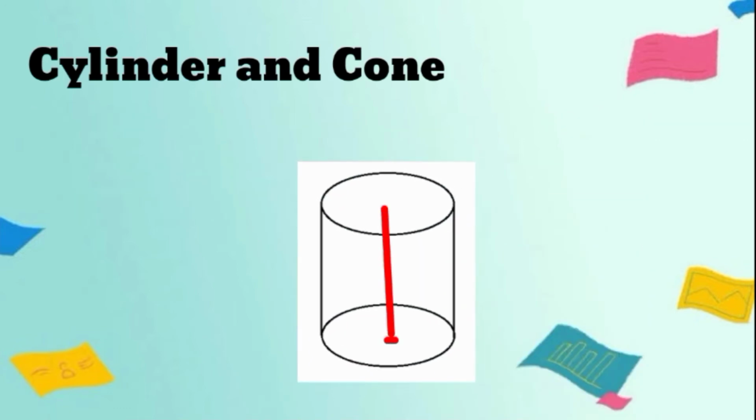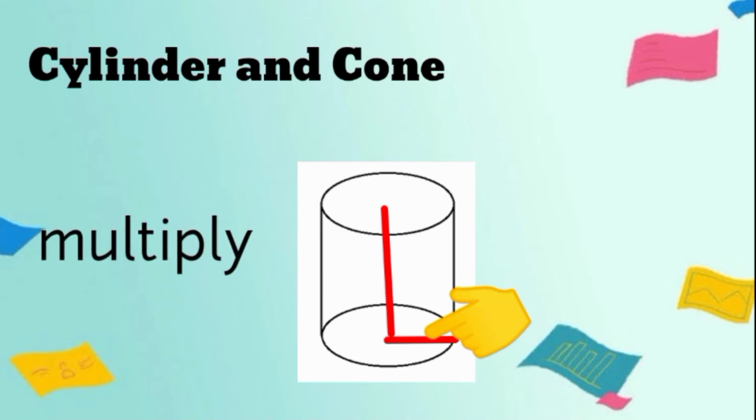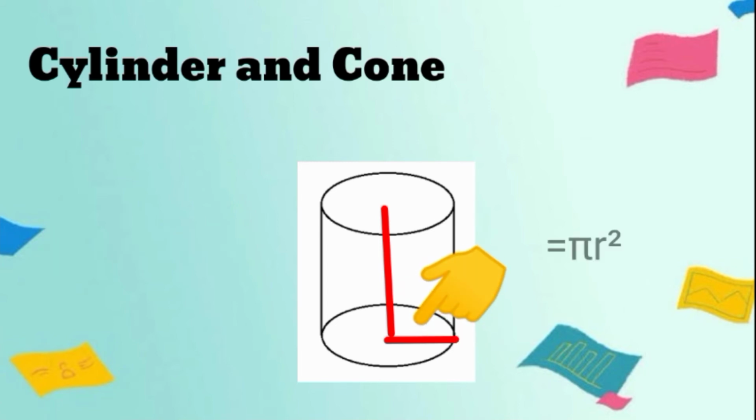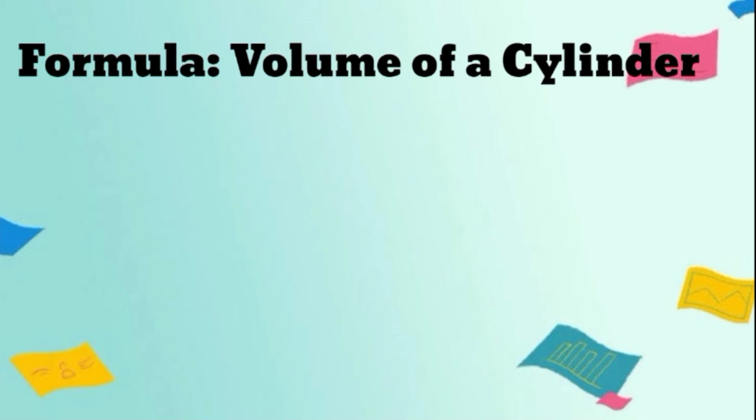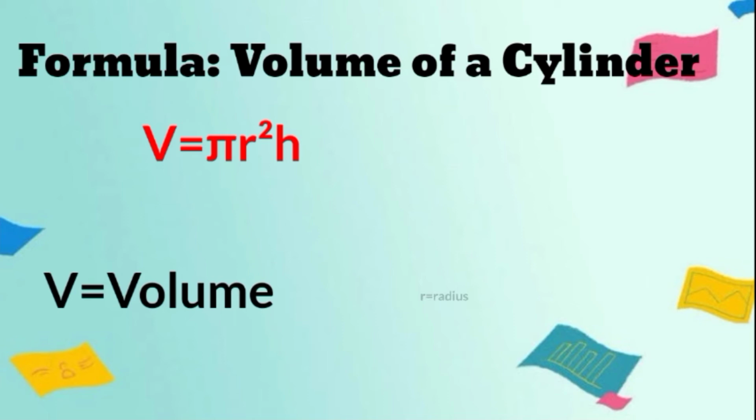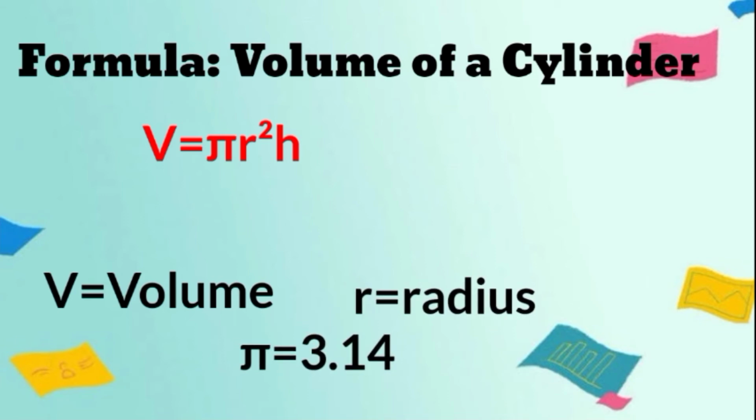In order to find the volume of the cylinder, you need to multiply the circular base area and the height. The circular base area is equal to pi times radius squared. So, the formula in getting the volume of a cylinder is V = πr²h, where V stands for the volume, r stands for the radius, pi is equivalent to 3.14, and h stands for the height.